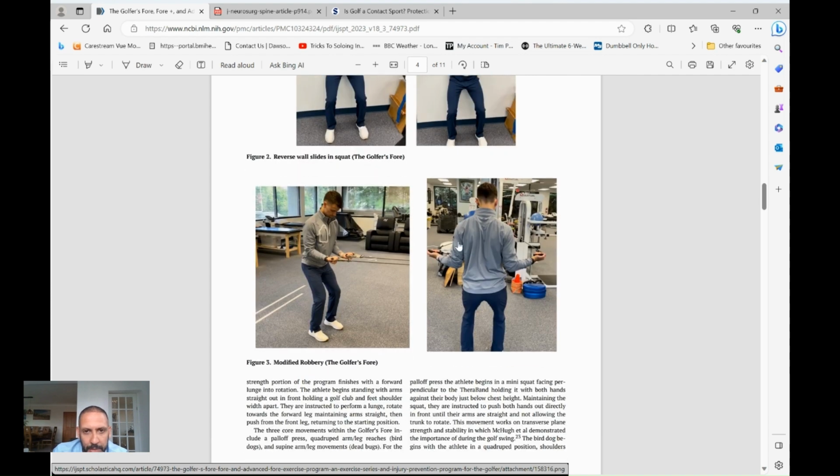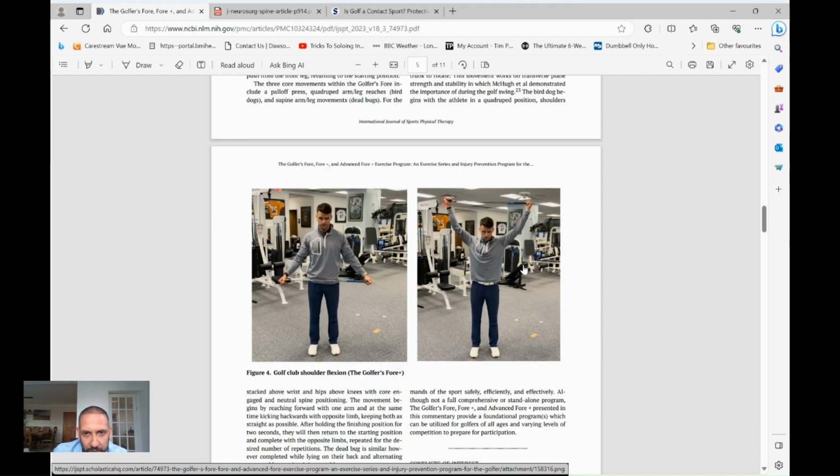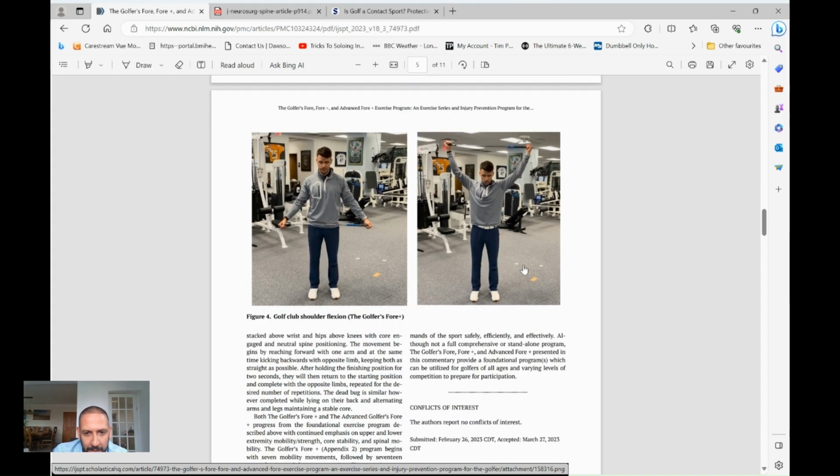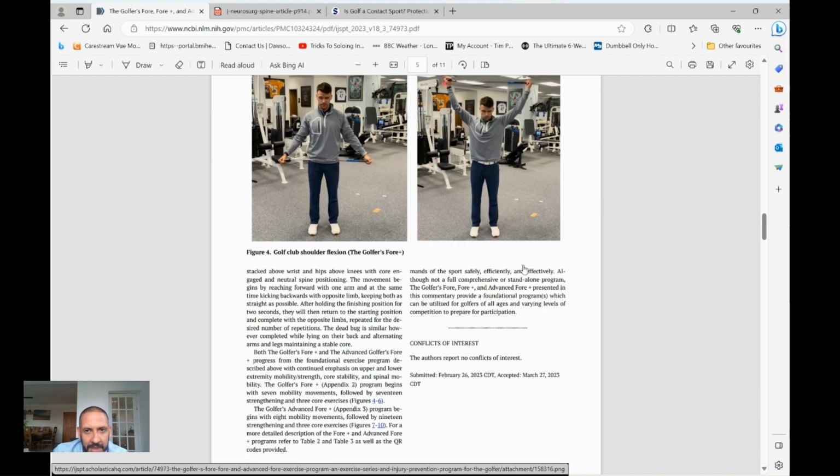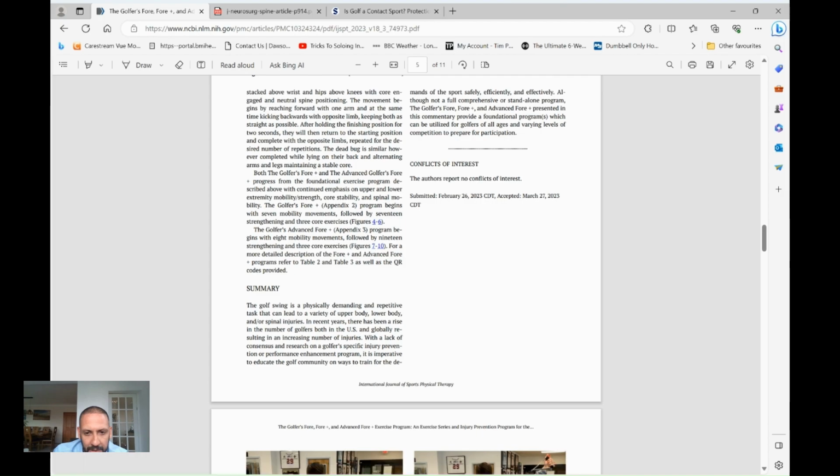And then also building up the strength of the upper back with the modified robbery by just pulling a resistance band towards you with the knees partly bent and then rotating outwards, external rotation of the shoulders. And there are more exercises here explained, and the link is down below.